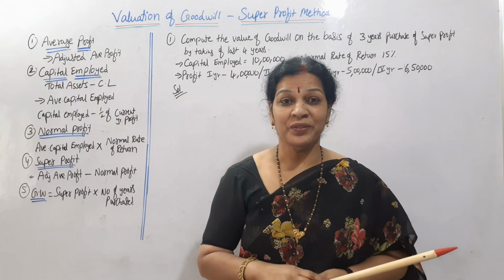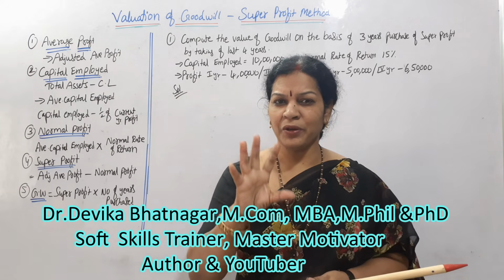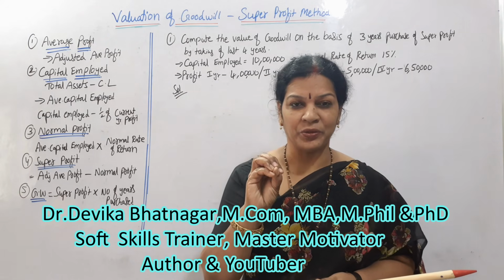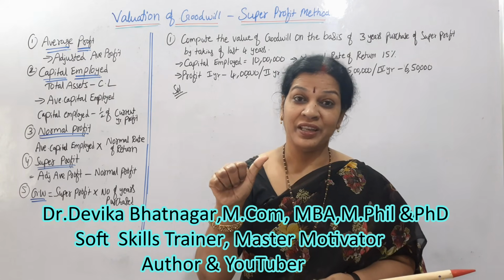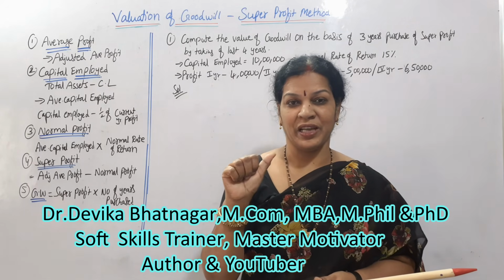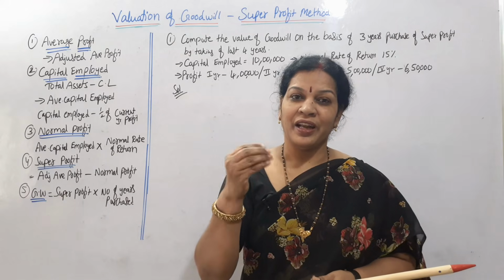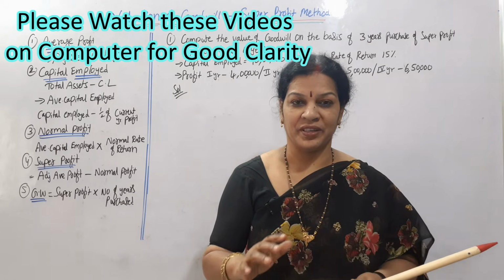So we are into valuation of goodwill. In valuation of goodwill, a total of 5 methods are there to value the goodwill. The first method was the average method, simple average method and weighted average method. Both together we have done in the first method, average method. And now the second method comes, the super profit method, very important.